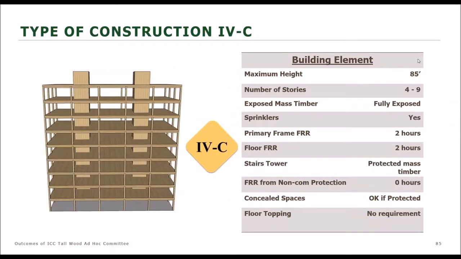Type 4C corresponds to the current height limit for a sprinklered heavy timber building as it stands in the code right now. Stories could be increased over what's permitted in the code though. Mass timber can be fully exposed, but of course, not in the concealed spaces, not for the stair towers, not for other shafts through the building. Those do have to be protected. Still have the high type 4B ratings, 2 hours, and so forth.